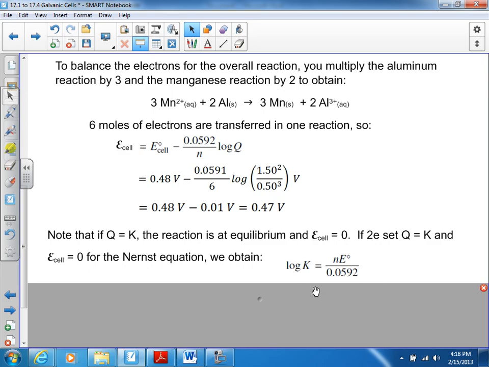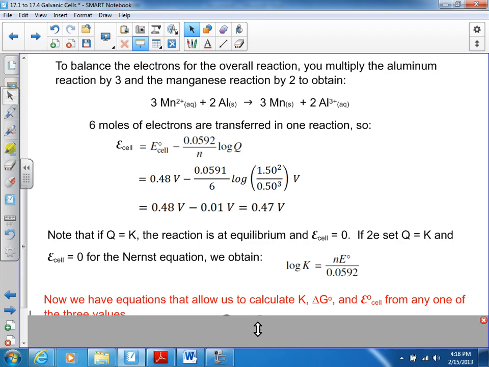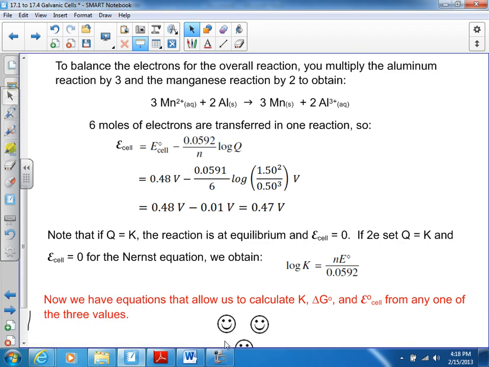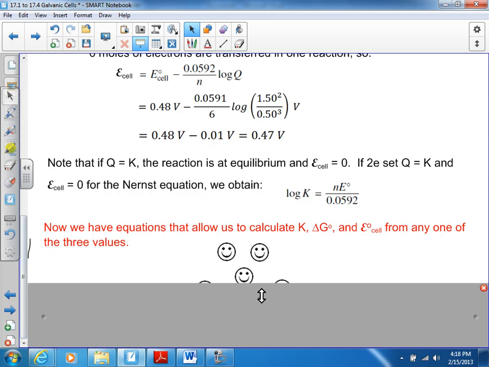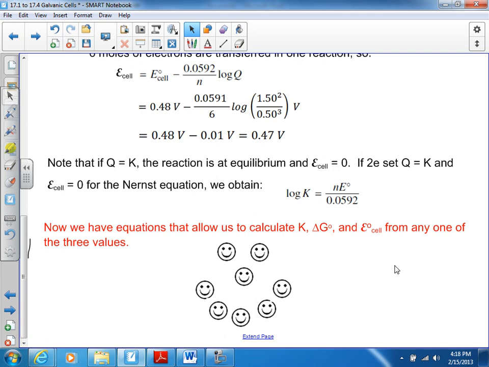And now, fantastic, we have equations that allow us to calculate K, delta G, and standard cell potential from any of these 3 values. We've learned earlier how to get delta G as negative RT ln of K. And we have K to E. So if we have any of these 3, we can get the other 2. And that is the end of this lecture.